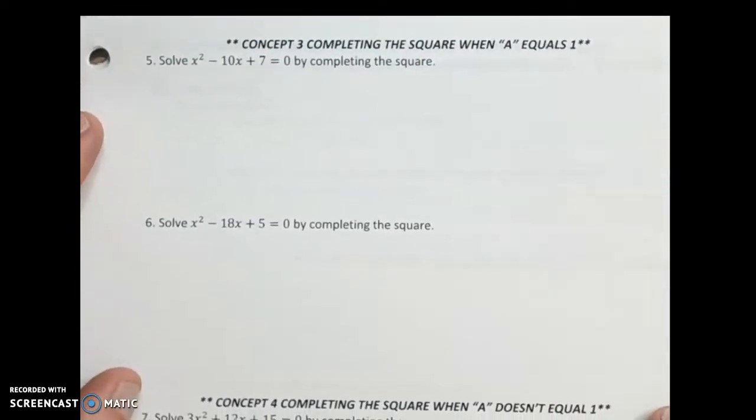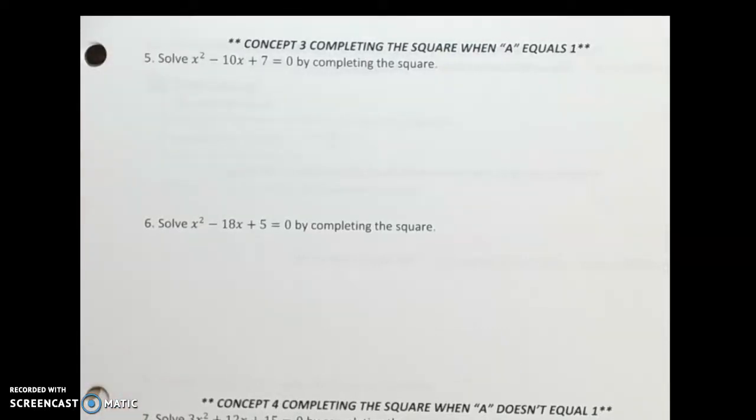Complete the square when a equals 1. Alright, so just to start, if a is 1, it's a good thing. It's going to make things easier for us. We have to make a 1 no matter what. Even if a is not 1, we would have to make it 1. But in these ones, you're given a is 1, so I don't need to worry about that step.